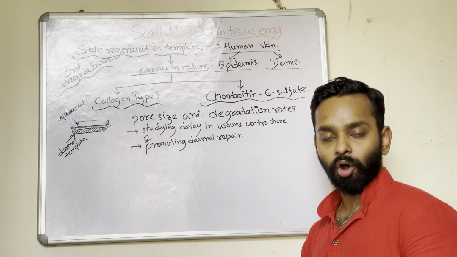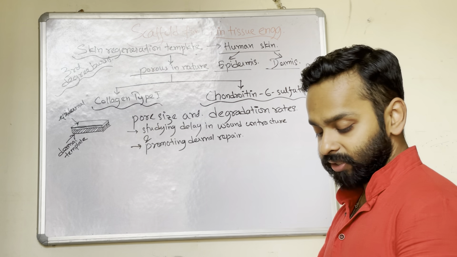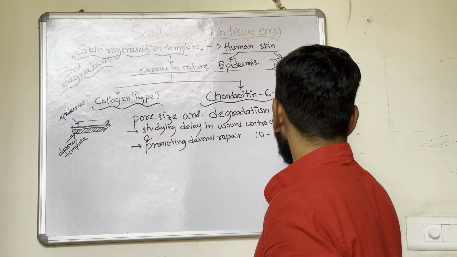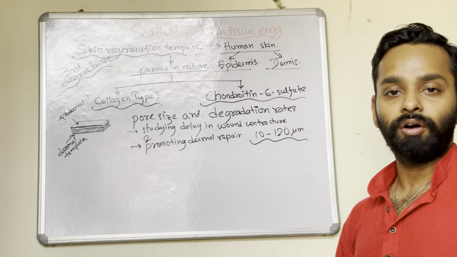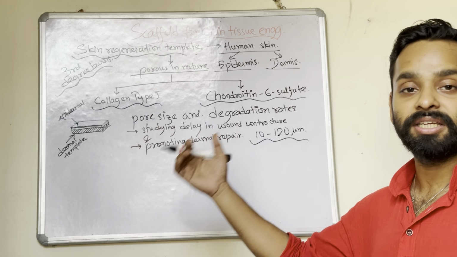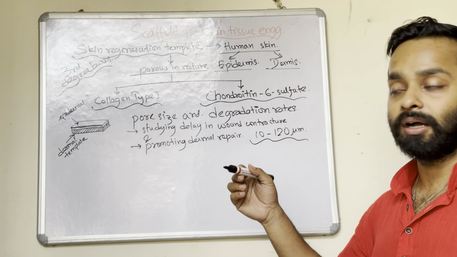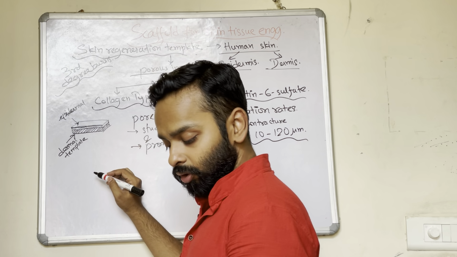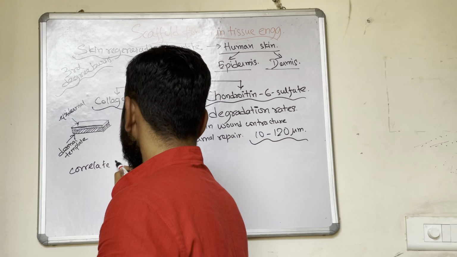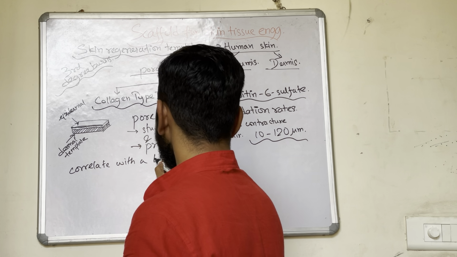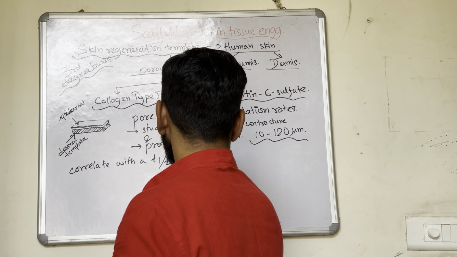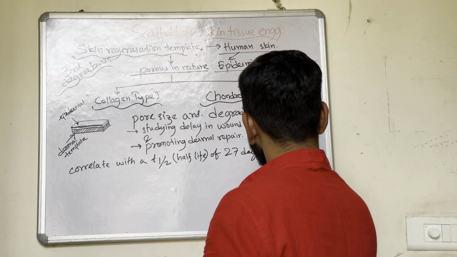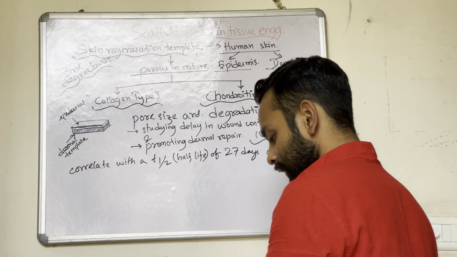So, since these are porous scaffolds, it has been found that the optimum pore size for studying the delay in wound contracture is 10 to 120 micrometers, in order to facilitate the migration of fibroblasts inside the interstitial spaces or the pores of the scaffolds and thereby enable it to assume a tissue-like morphology. Right? So this has been found to correlate with a half-life, or T1/2, of 27 days compared to 7 days.